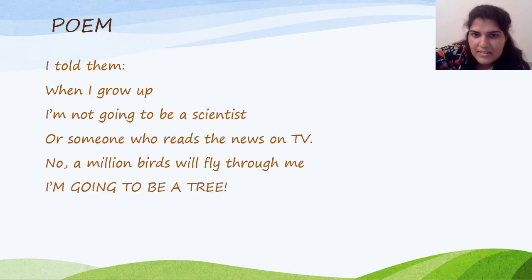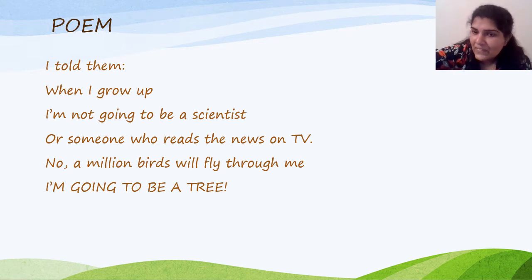So let's understand the poem here. So this is the first stanza that started. Let's read it together. I told them, when I grow up, I'm not going to be a scientist or someone who reads the news on TV. No, a million birds will fly through me. I'm going to be a tree.